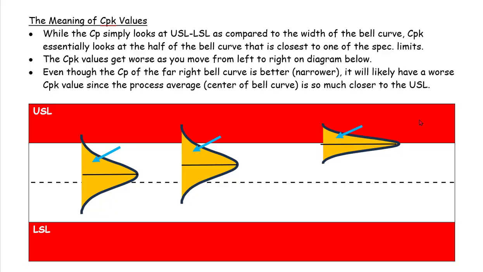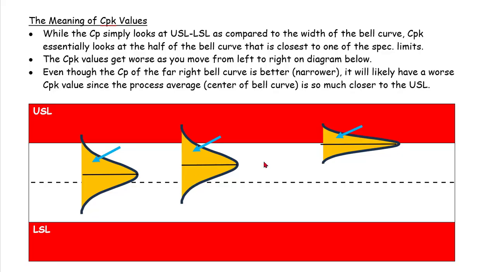The meaning of CPK values: while the CP simply looks at the upper specification limit minus the lower specification limit as compared to the width of the bell curve, CPK essentially looks at the half of the bell curve that is closest to one of the spec limits. The CPK value gets worse as you move from left to right on the diagram below. This CPK is less than 1 because you have stuff outside specifications.